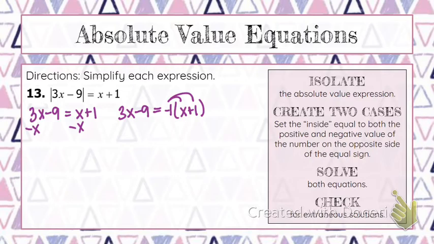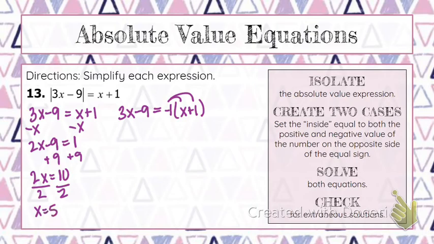So subtract x from both sides, and we get 2x minus 9 equals 1. Add 9. 2x equals 10. And then divide by 2 to get x equals 5. So that's one possible answer.